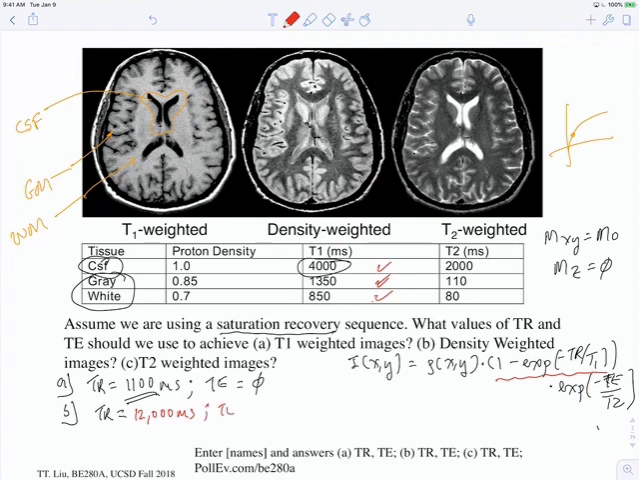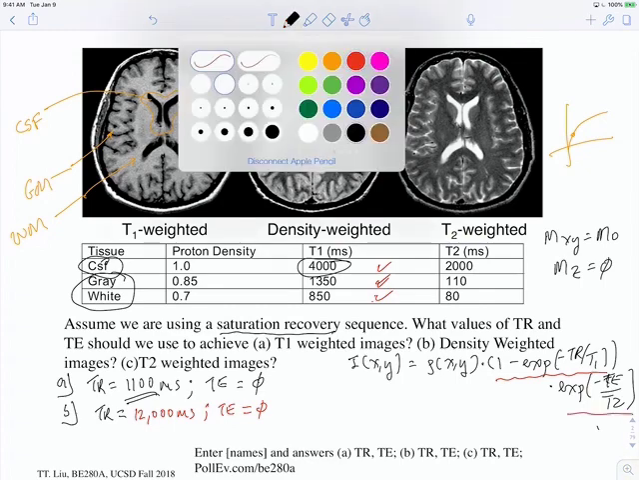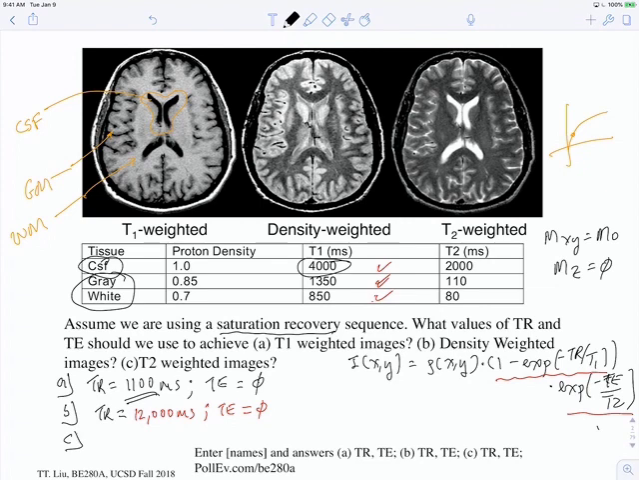And then TE, we want to make it 0, right? Because that will make this term go away, okay? Let's look at the last one. So TR should be what? I want T2 weighting, so I want no T1 weighting. So TR should be 12,000, right?